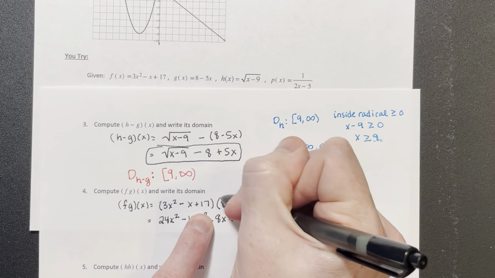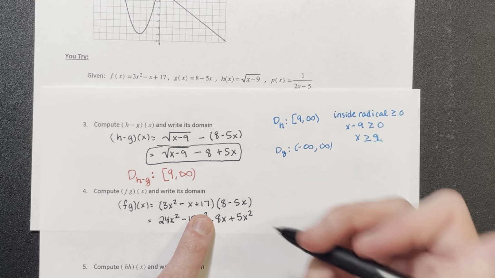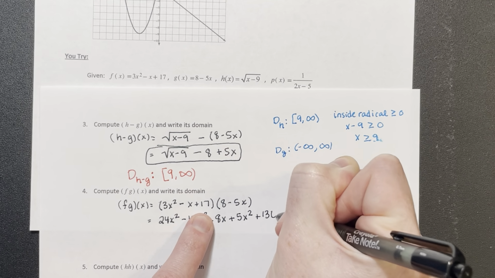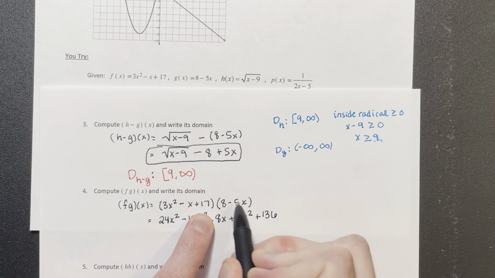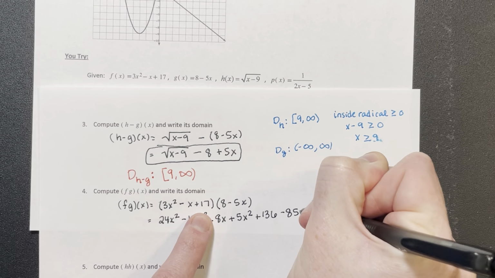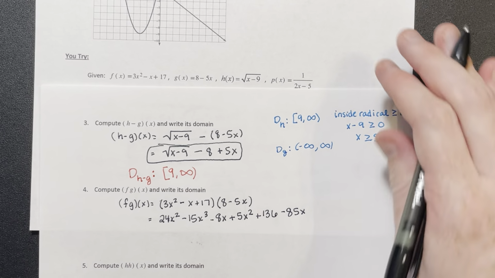Last one here, 17 times 8, you might need a calculator for, but so we do 17 times 8, I get a positive 136, and 17 times negative 5 is a negative 85x, and combine like terms one last time.